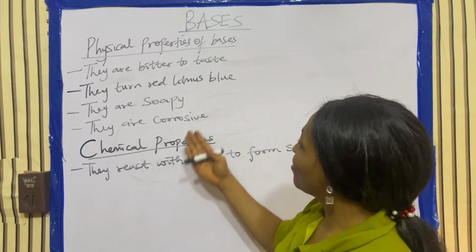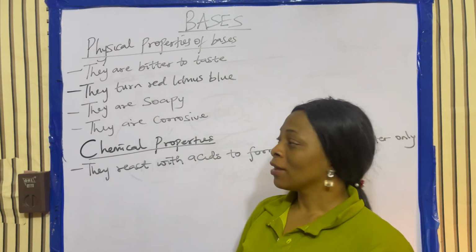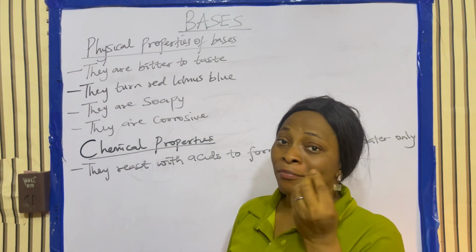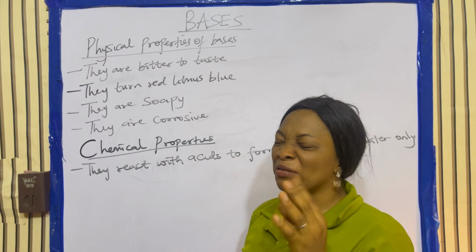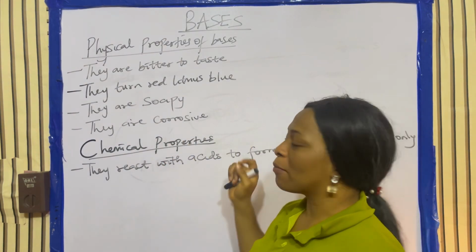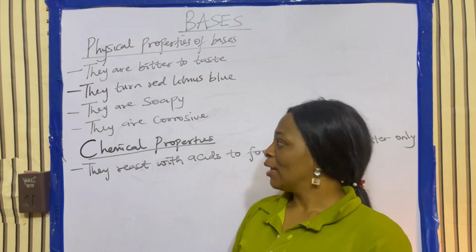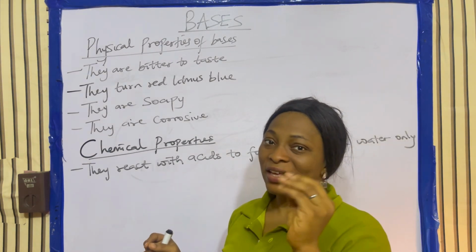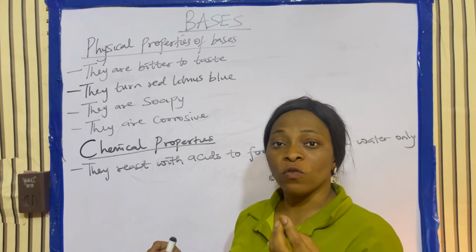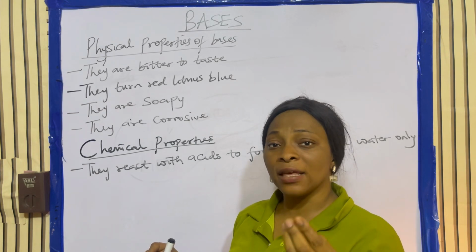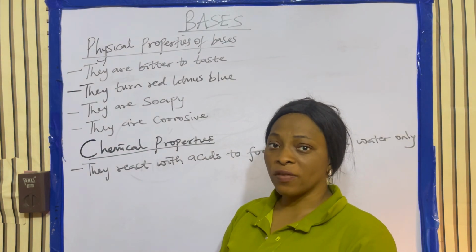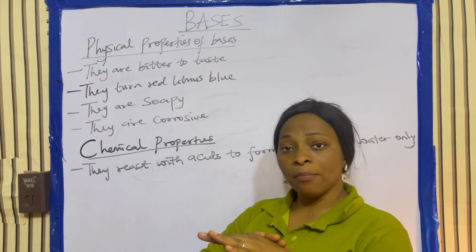Okay, so let's look at the physical properties of bases. Number 1 is that they are bitter to taste. When you taste a base, it is bitter. You keep spitting. It's very bitter. Number 2 is that they turn red litmus paper blue. Number 3, they are soapy. When you touch a base, it is very soapy. That's why it's one of the constituents used in making soap. And number 4, they are corrosive. Corrosive means that it can easily burn off.